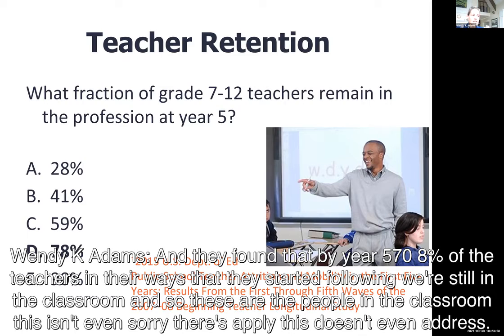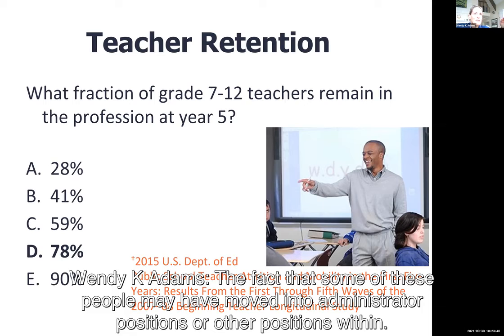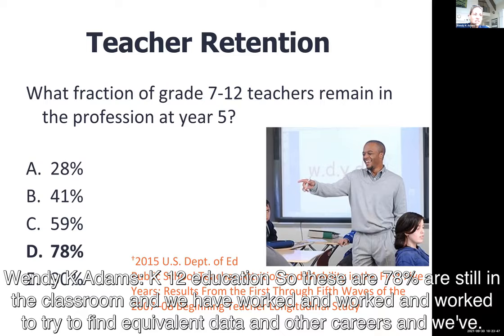And they found that by year 5, 78% of the teachers in their wave that they started following were still in the classroom. And so these are the people in the classroom. This doesn't even address the fact that some of these people may have moved into administrative positions or other positions within K-12 education. So these 78% are still in the classroom.